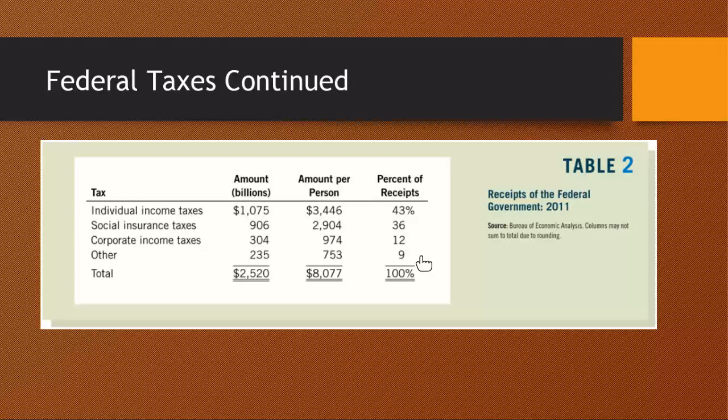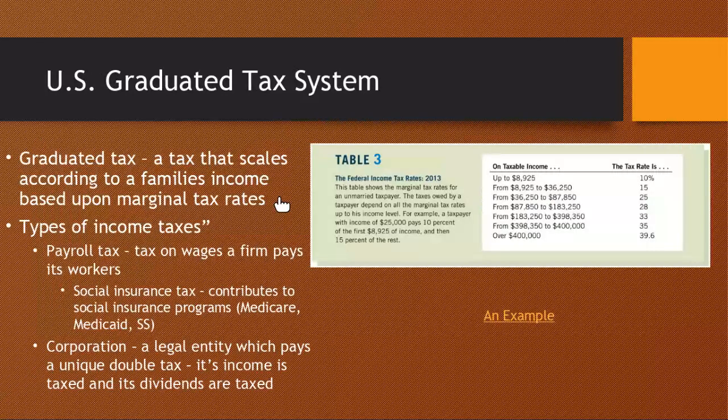Now, the U.S. operates on what we call a graduated tax system. And a graduated tax is a tax that scales according to a family's income based upon marginal tax rates. This graduated tax scales according to the family's income, and these income taxes come in multiple different ways. You have the payroll tax, which is the one you and I are most familiar with, and that's a tax on wages a firm pays its workers. So if you look at the tax withheld from your paycheck, that is part of these payroll taxes.